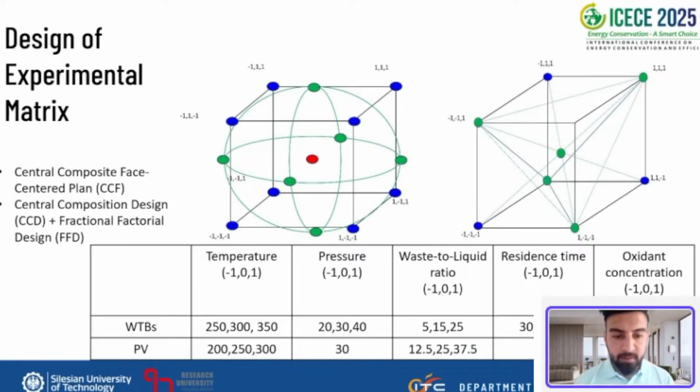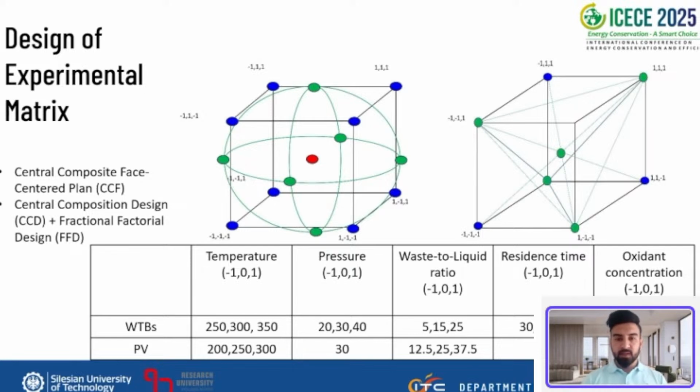First we performed the experiments with the wind turbine blades, following the whole central composite face centered plan, and we performed almost 29 experiments, including some repeated runs to calculate the error and the standard deviations. But we noticed during our experimentation for the wind turbine blades that pressure and residence time had the minimum effect on the process output. So we decided to choose fewer factors and follow the fractional factorial design. This time we only considered temperature, waste to liquid ratio, and oxidant concentration, while pressure and residence time were kept constant at 30 and 45 minutes for the PV waste.